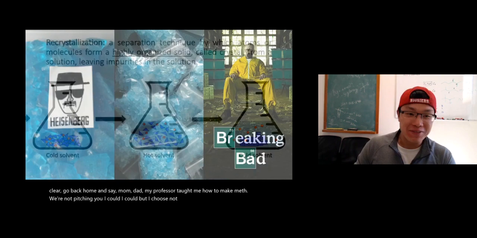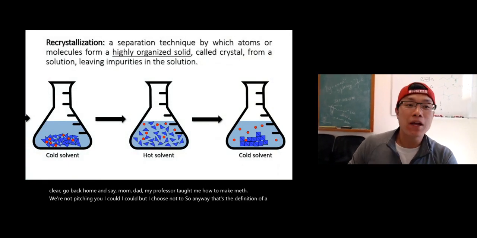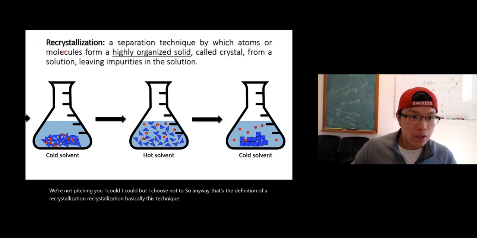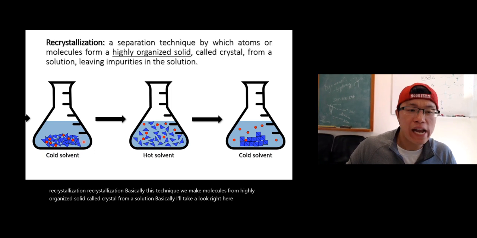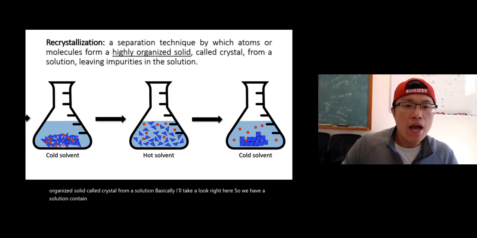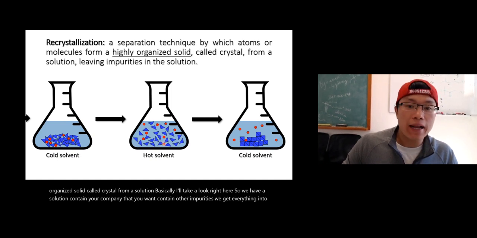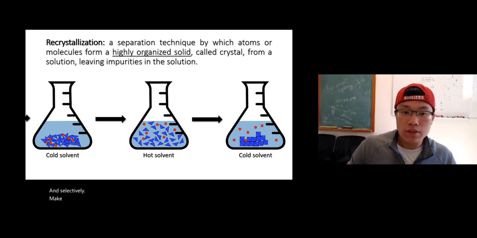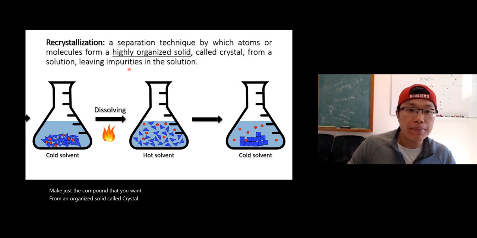So anyway, that's the definition of a recrystallization. Basically, with this technique we make molecules form a highly organized solid called a crystal from a solution. Take a look right here. We have a solution containing the compound that you want and other impurities. We get everything into the solution and selectively make just the compound that you want form an organized solid called a crystal. Okay, and we're going to leave the impurities behind.